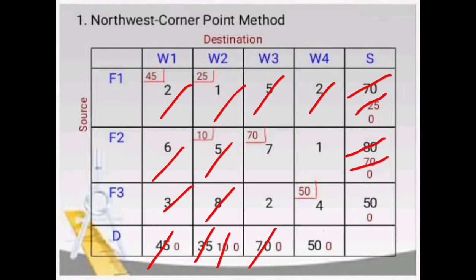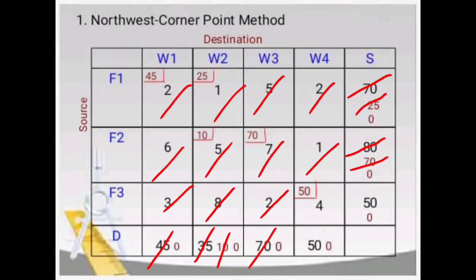So the remaining is 0. So the supply and the demand have been satisfied. So we cancel these following cells. And we have a last part of the cell. So we can say that this is the northwest corner part.